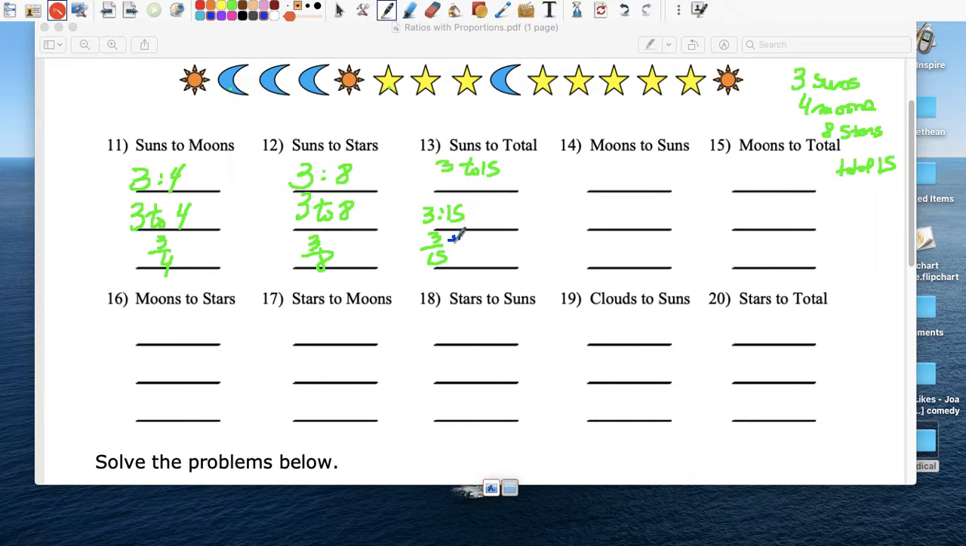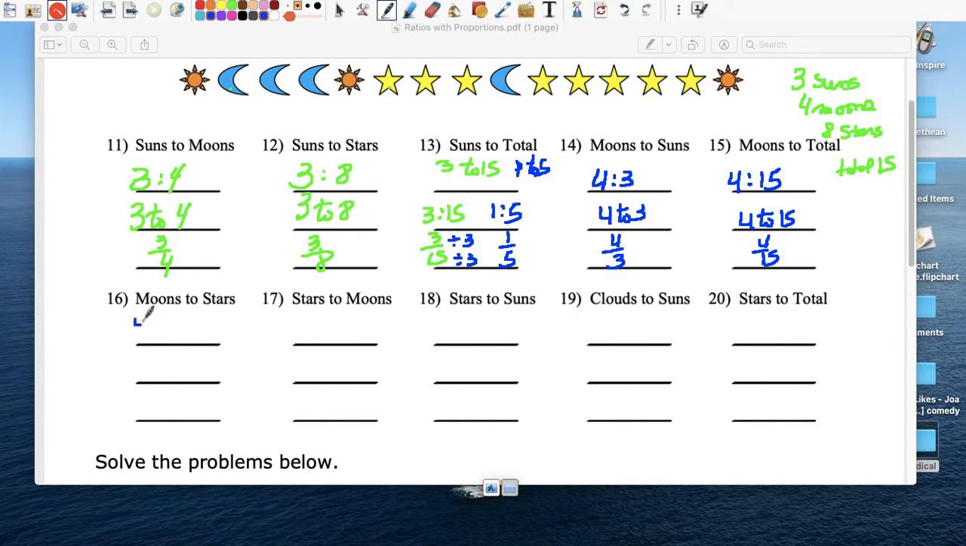Now, remember, we can simplify this. So divide by 3, divide by 3, and we get 1 over 5. So another way to say it is 1 to 5. So there are 2 answers: one that's simplified and the other one that's not simplified. Moons to suns, 4 to 3, 4 over 3. Moons to total. There are 4 moons, total is 15. 4 to 15 and 4 over 15. You can't simplify that.